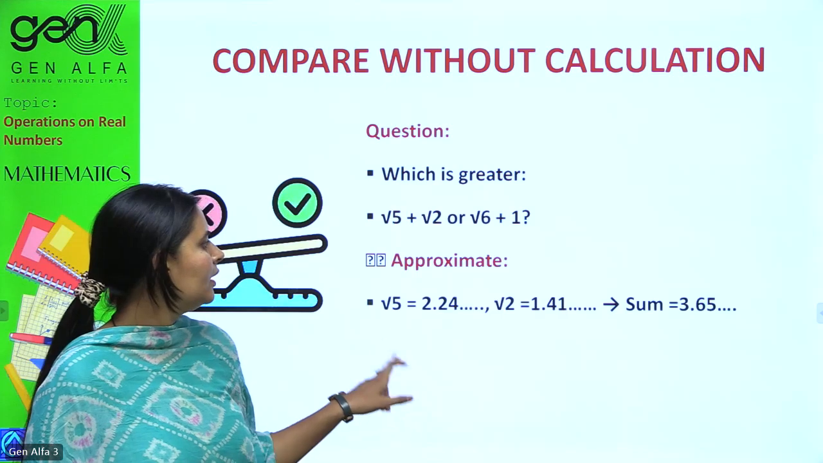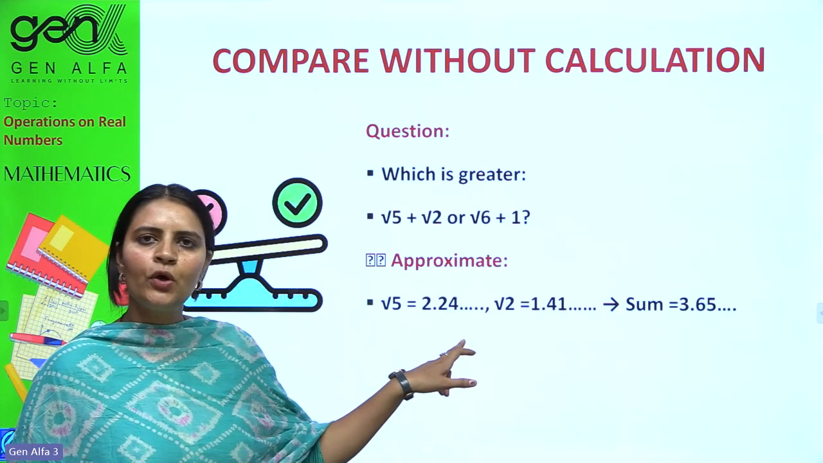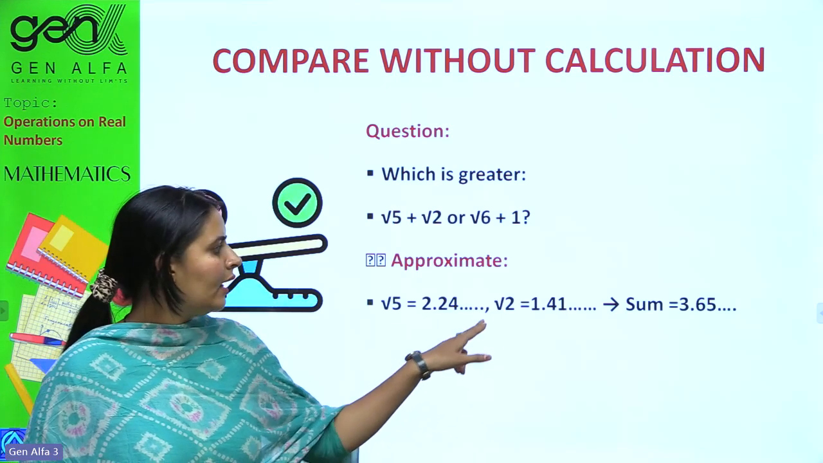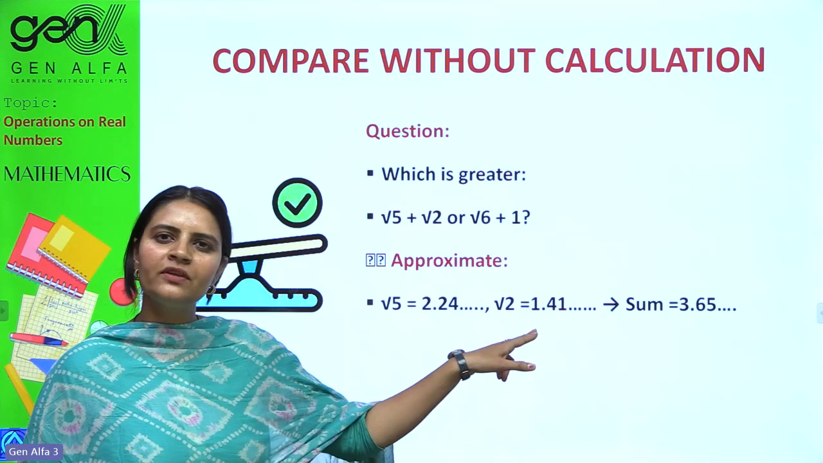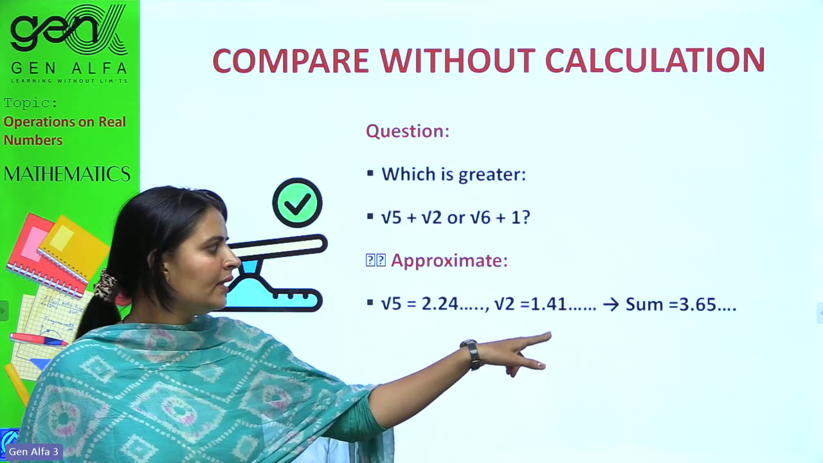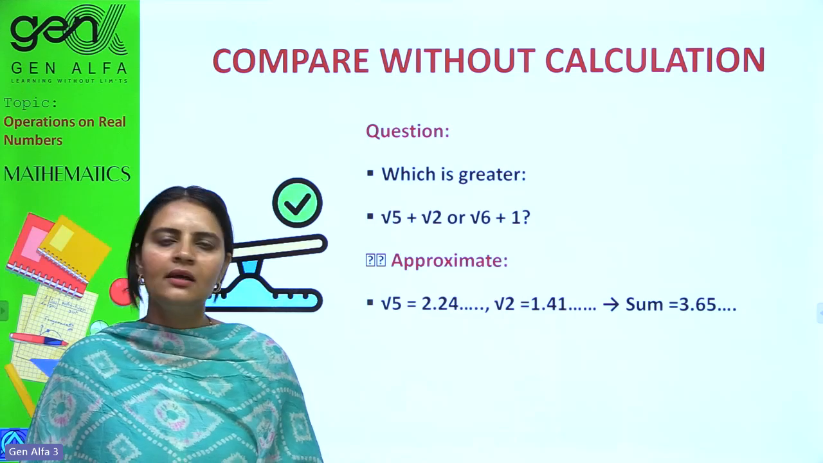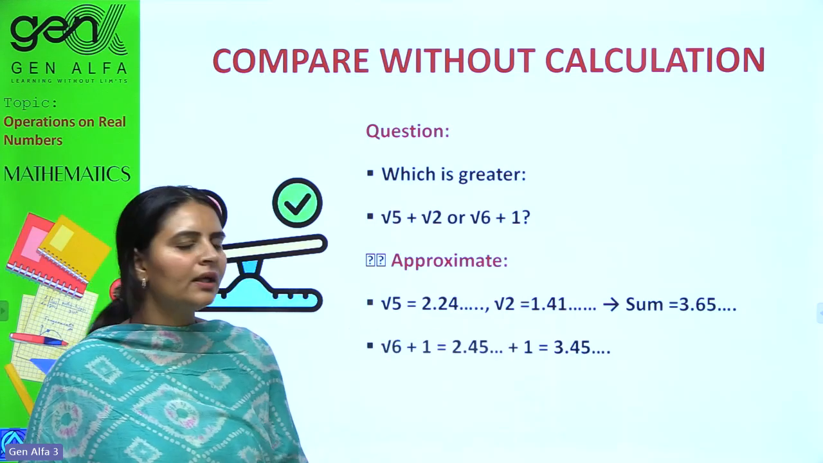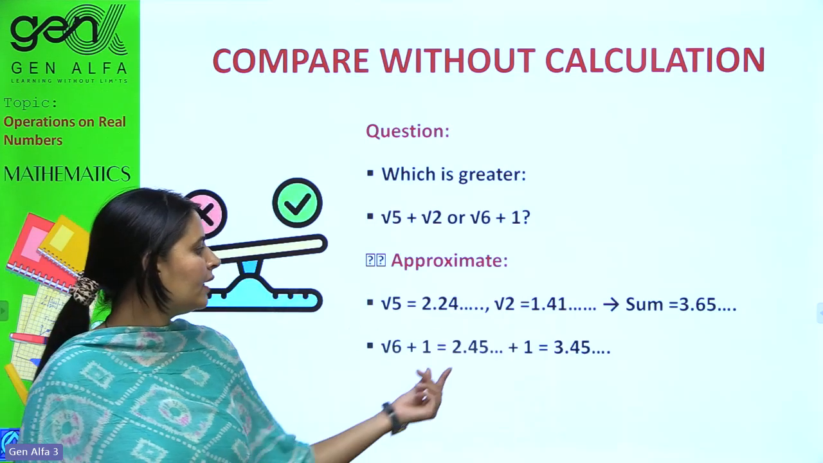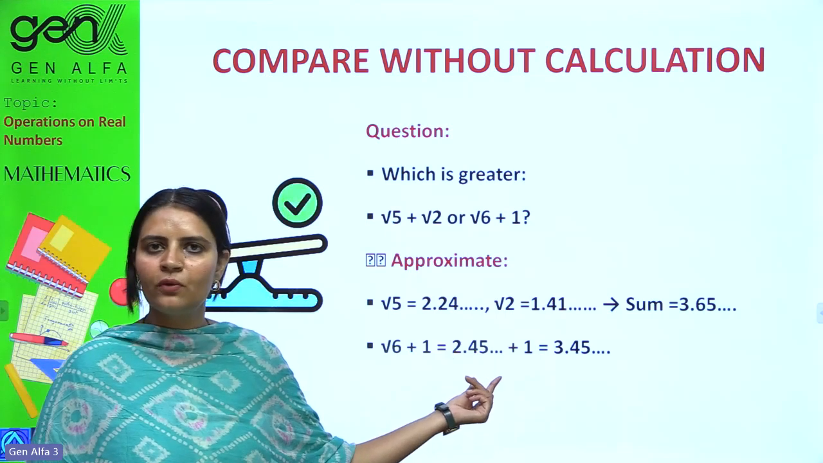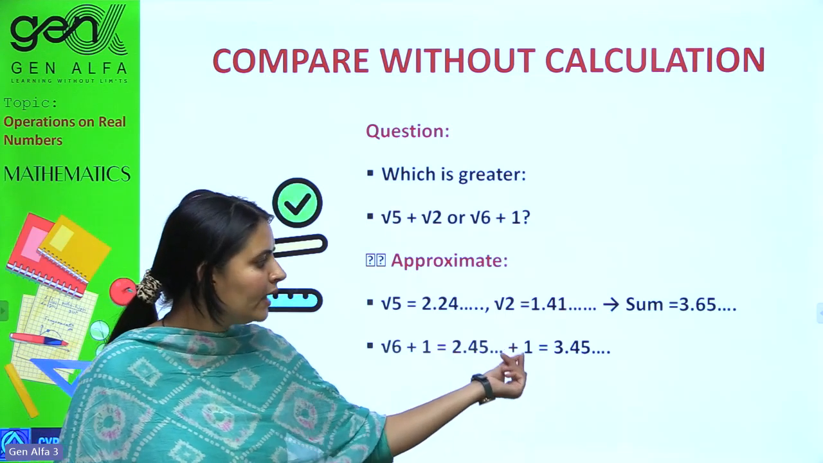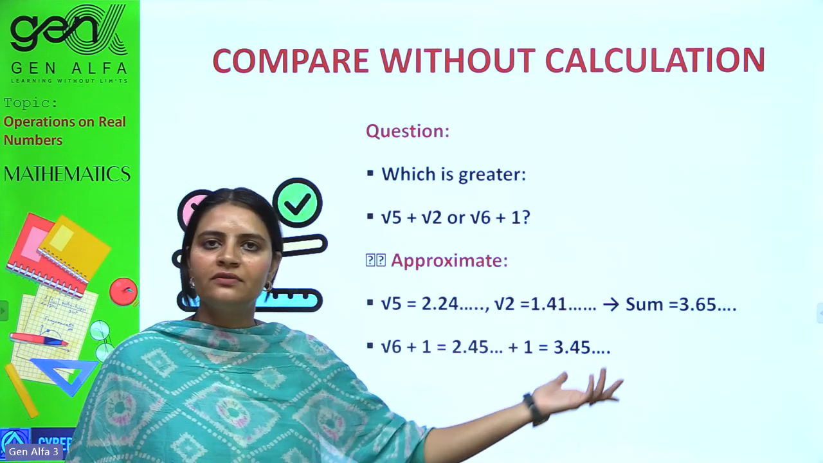Yes. So root 5's value is 2.24 and keeps on going. Root 2's value is 1.4142135 and keeps on going. The sum would be 3.65 and keeps on going. Now let's understand the second one, root 6 plus 1. Root 6's value is 2.45 and keeps on going, adding 1 gives you 3.45.